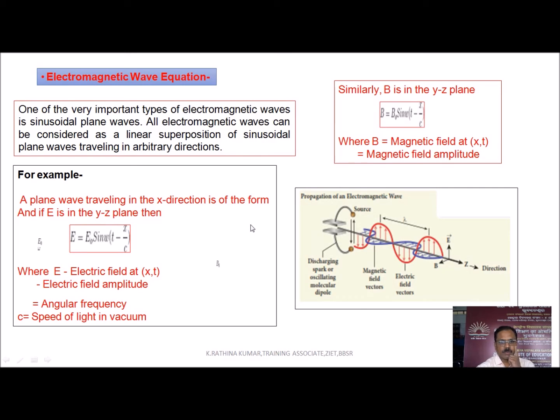And the electromagnetic wave equation. One of the very important types of electromagnetic waves is the sinusoidal plane wave. All electromagnetic waves can be considered as a linear superposition of sinusoidal plane waves traveling in an arbitrary direction. Just like the previous slide, it is the same thing, only repeated. In case of the electric field, E equals E naught sin omega (t minus x by c). In case of the magnetic field, B equals B naught sin omega (t minus x by c). So these are called the two equations of the electromagnetic waves.